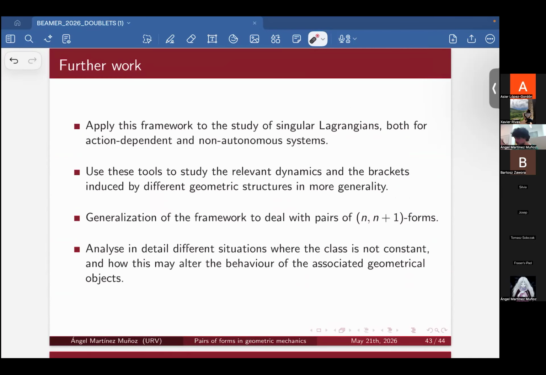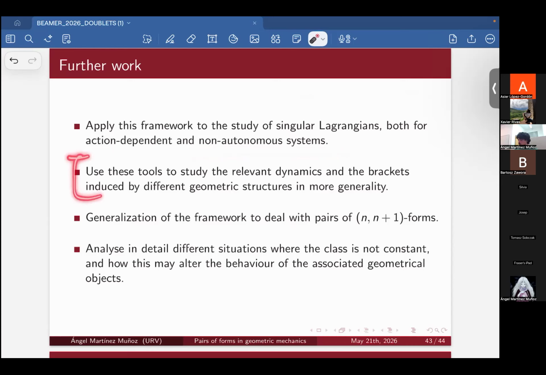Some of this has come up during the talk, but we're applying this framework to deal with singular Lagrangians, both for action-dependent and non-autonomous systems. For non-autonomous systems is something that we're already working on with Daniel Torres and also with my thesis advisors, because as you probably have seen, this framework shines mostly when you're dealing with structures that don't have the maximum class possible, which are the usual ones. So for, let's say, degenerate geometric structures that you might find when you deal with singular Lagrangians, and it was our motivating example to start studying these things.